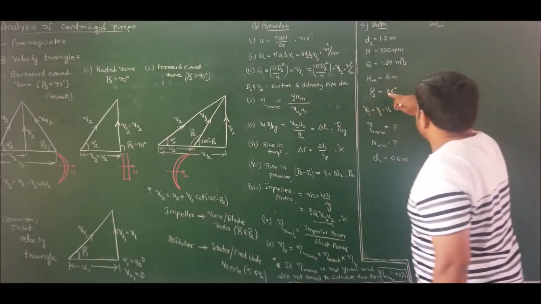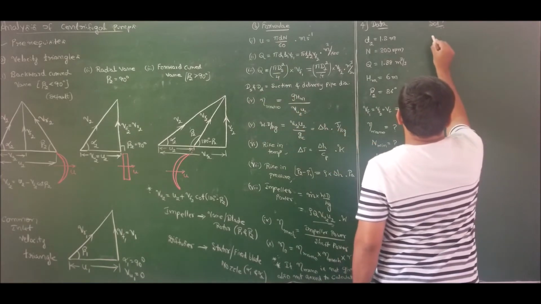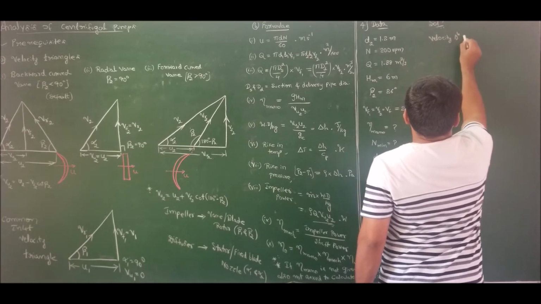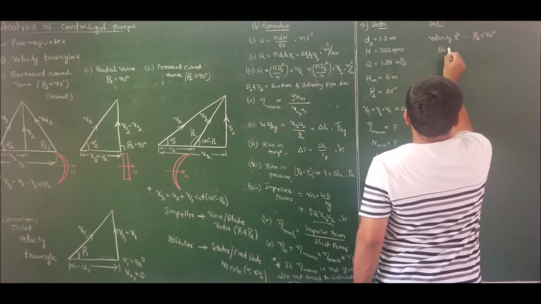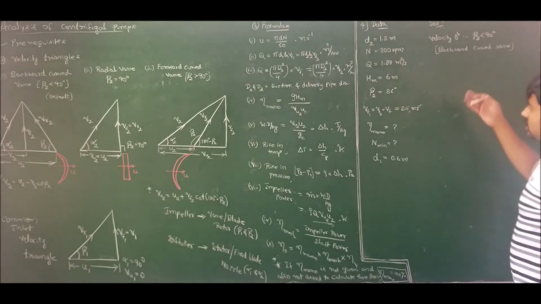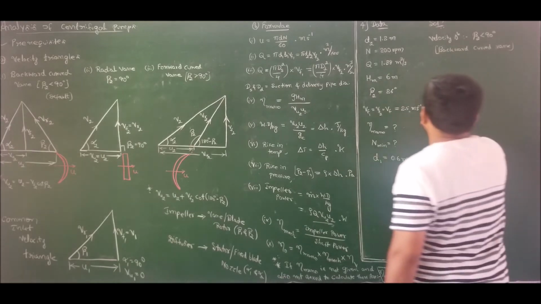Now since beta 2 is 26 degrees, it is a backward curved vane. Therefore the velocity triangle will have beta 2 less than 90 degrees, backward curved vane. Using the backward curved vane velocity triangle, I should solve this problem. Now we know the values of D1, D2 and also N, hence I can find the values of U1 and U2. So find them first.